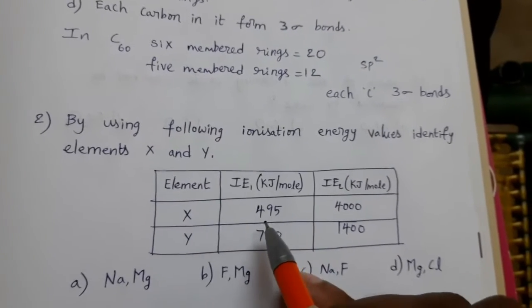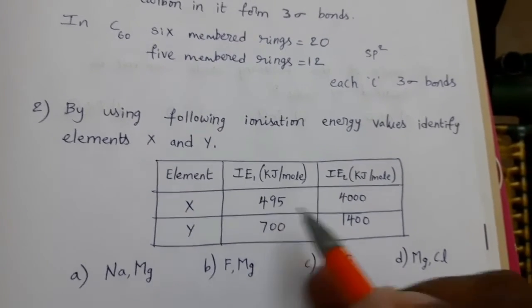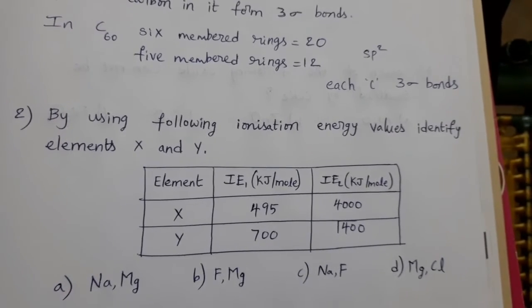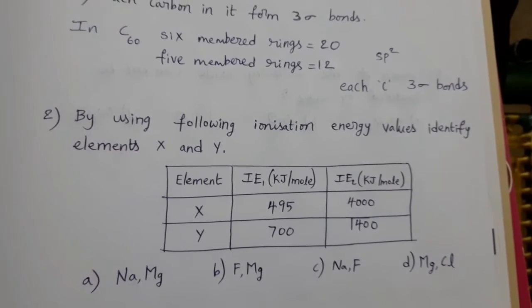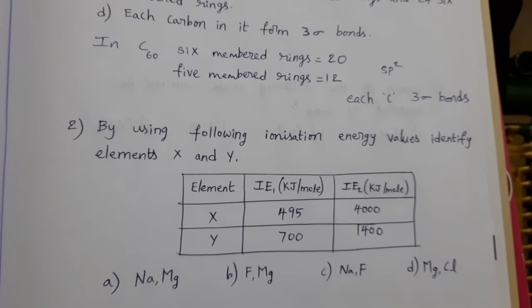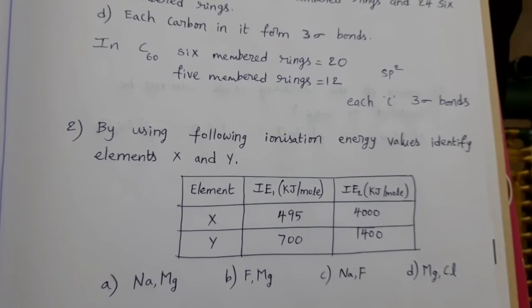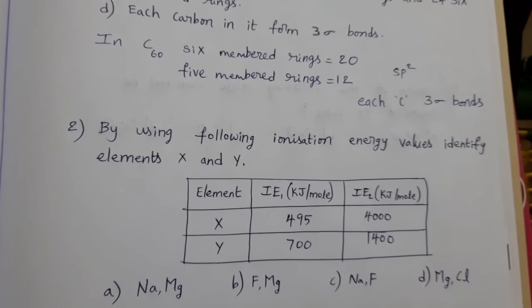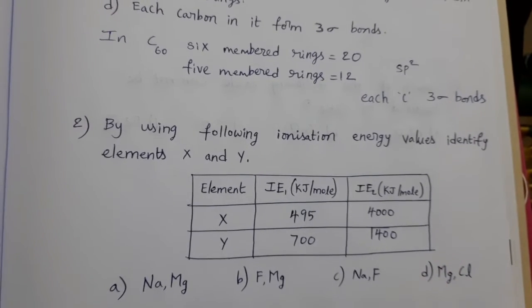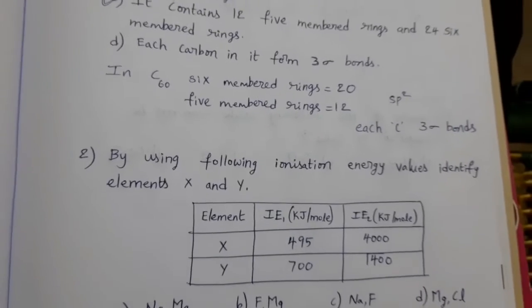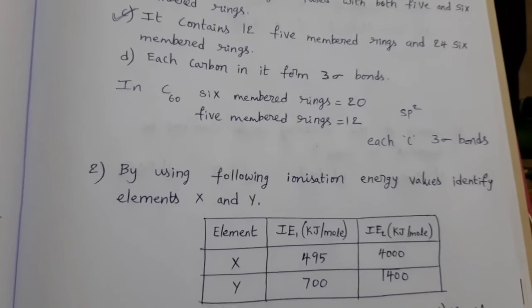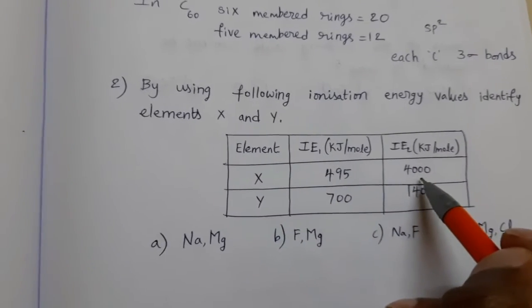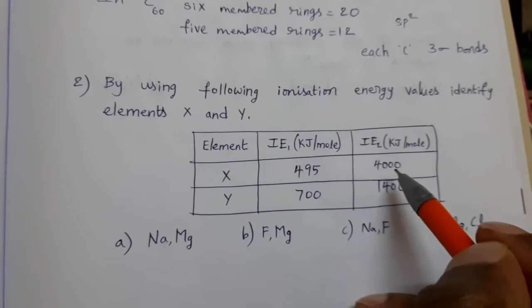Element X, the first ionization potential value is less, but the second one is very high. First one 495, IE2 4000. So the valence electron is present in unpaired condition. That's why less ionization energy is enough to remove that electron. But for the second ionization energy, a completely filled configuration is there. So a very high amount of energy is required for its ionization.